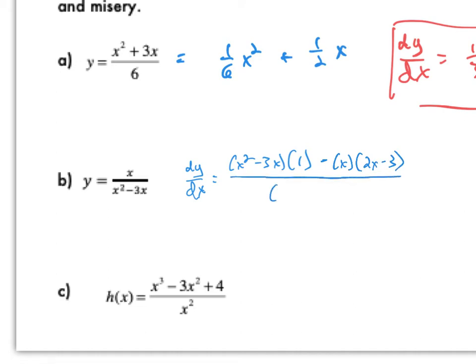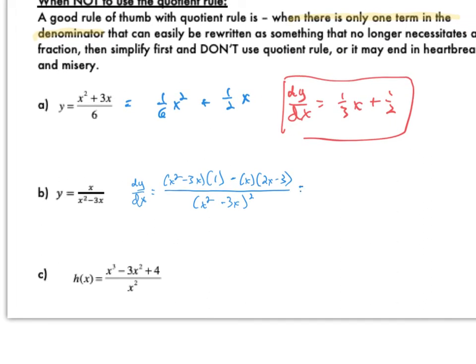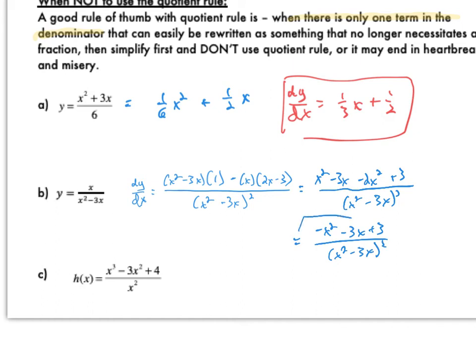And then this is all going to be over x squared minus 3x, and I'm going to raise that to the second power. All right, so let's do a little bit of cleanup here, and let's see what happens next. We're going to have x squared minus 3x minus 2x squared plus 3 all over x squared minus 3x quantity squared. And then last little bit of cleanup later, negative x squared minus 3x plus 3, and then x squared minus 3x quantity squared at the bottom, and that's all there is to that.